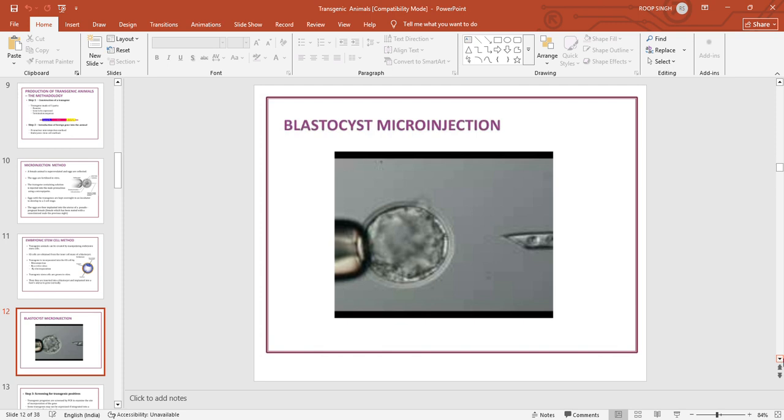So this is how the microinjection is carried out. The microinjection is carried out in the blastocyst: microinjection of the genetically manipulated embryonic stem cell into the blastocyst.